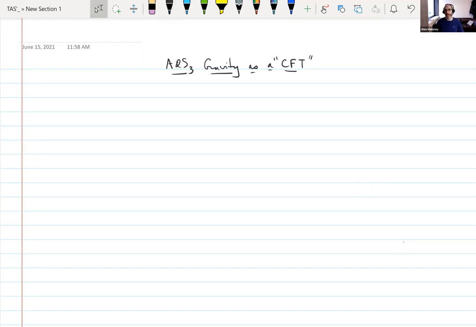So yesterday we sort of had a lightning introduction to two-dimensional conformal field theories. And one of the stated advertisements for our interest in 2D CFTs is that they're a great laboratory for understanding holography, and in particular for understanding the AdS3 correspondence.